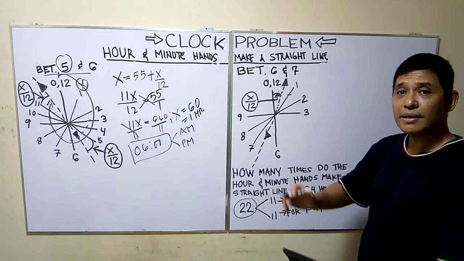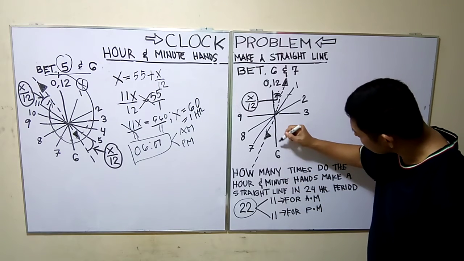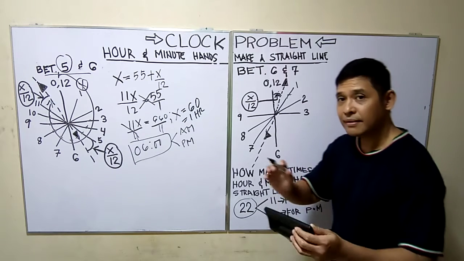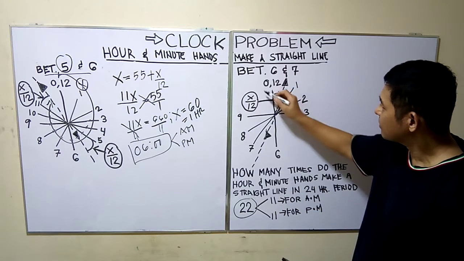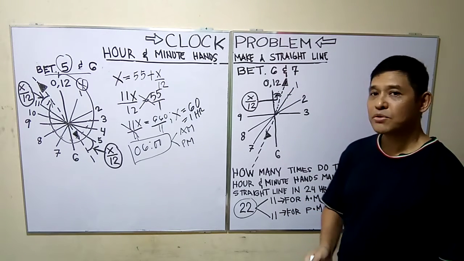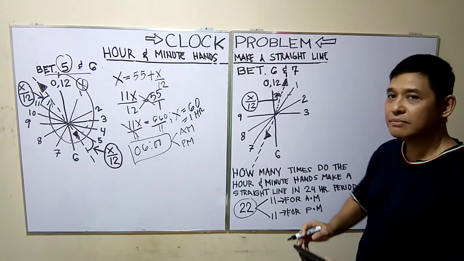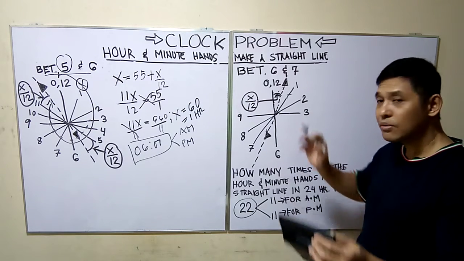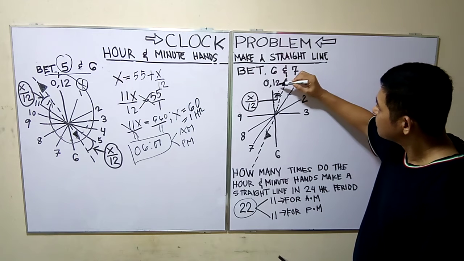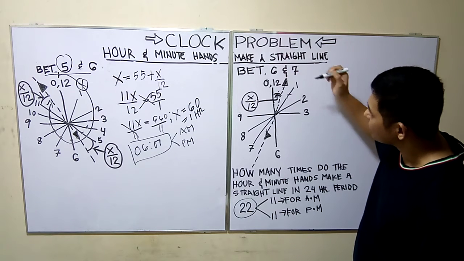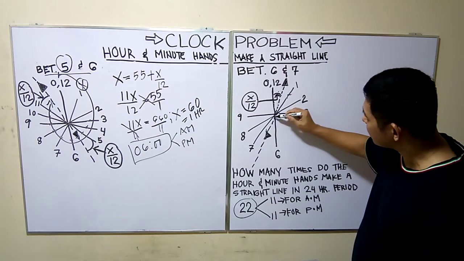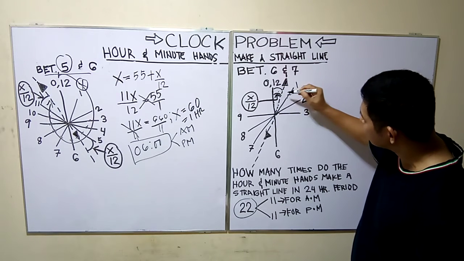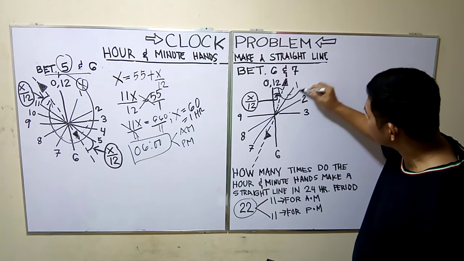Ibig sabihin yung hour hand nasa pagitan ng 6 and 7. And yung minute hand nasa pagitan ng reference point at saka 1. So, para makuha natin yung number of minutes nung buong clock, magsisimula tayo rito sa reference point hanggang sa minute hand. Ito yung minute hand. Therefore, hanggang dito lang siya. Ilabas natin na yun yung value ng X.